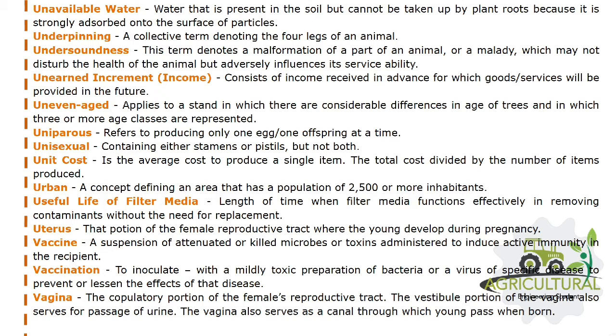Vaccine, a suspension of attenuated or killed microbes or toxins administered to induce active immunity in the recipient. Vaccination, to inoculate, with a mildly toxic preparation of bacteria or virus of specific disease to prevent or lessen the effects of that disease. Vagina, the copulatory portion of the female's reproductive tract. The vestibule portion of the vagina also serves for passage of urine. The vagina also serves as a canal through which young pass when born.